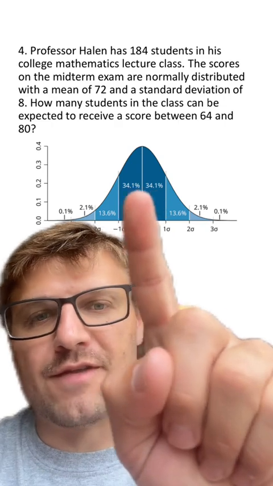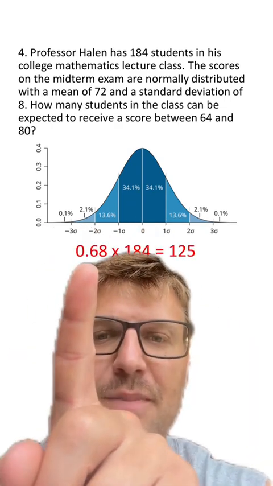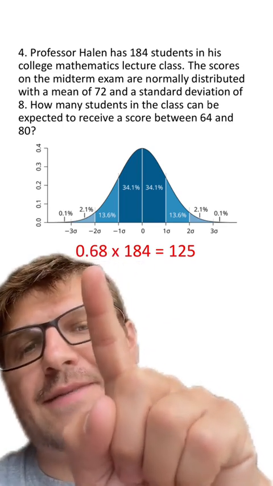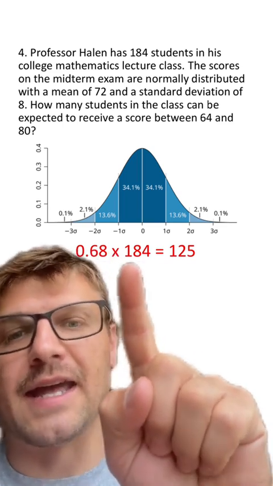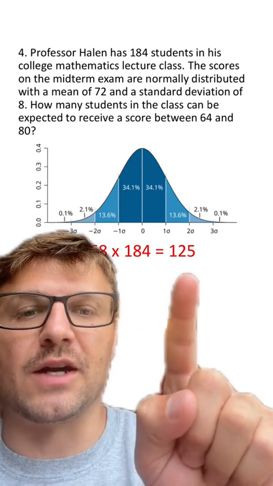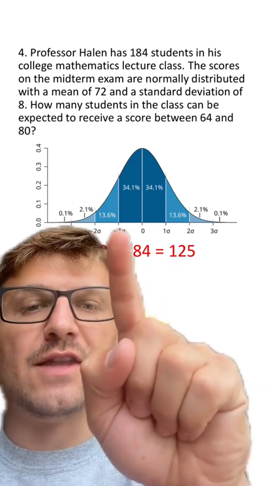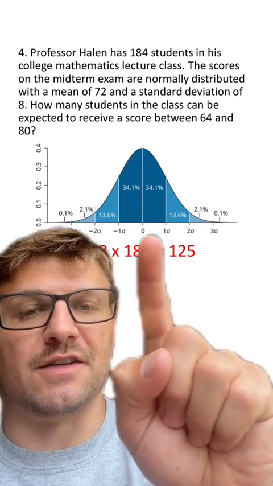If we add up both of these numbers, it's going to be 68%. So what we have to do is take 68% and multiply it by 184 students, and we're going to get that there are 125 students that should fall between this first standard deviation.